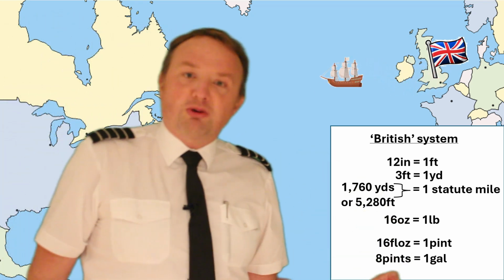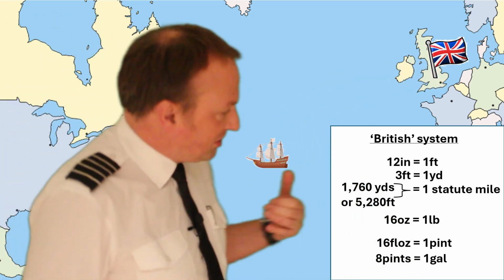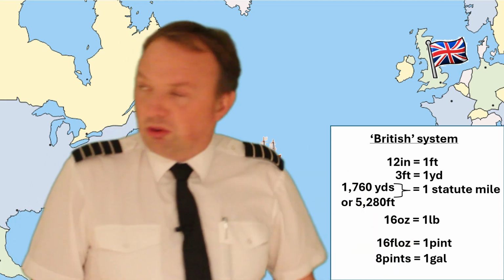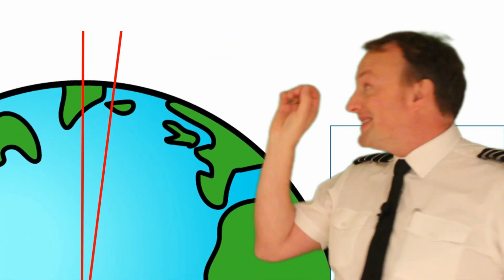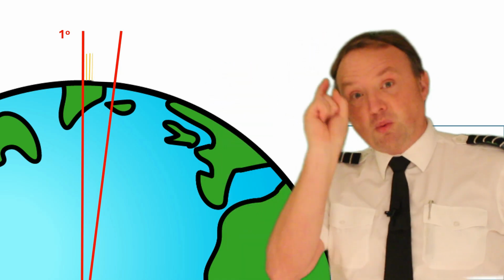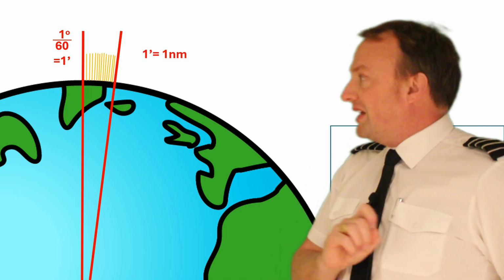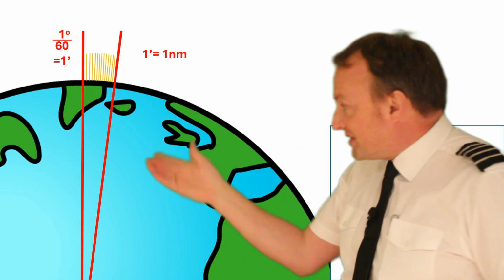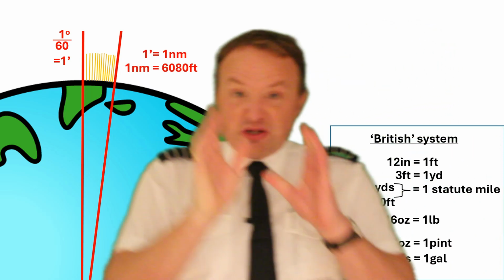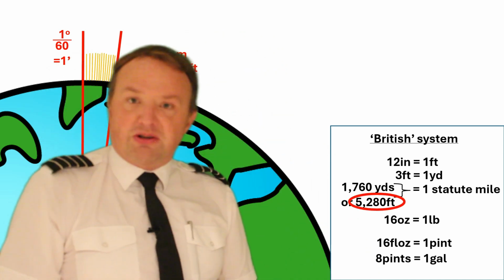Measuring distance over water proves a problem, because of course Roman legions don't march across water, so we had to come up with a different way of measuring distance whilst at sea. What we did was we took the entire circumference of the Earth and divided that into 360 degrees, each of those degrees into 60 subdivisions called minutes, and 1 minute of travel around the circumference of the Earth we called a nautical mile.